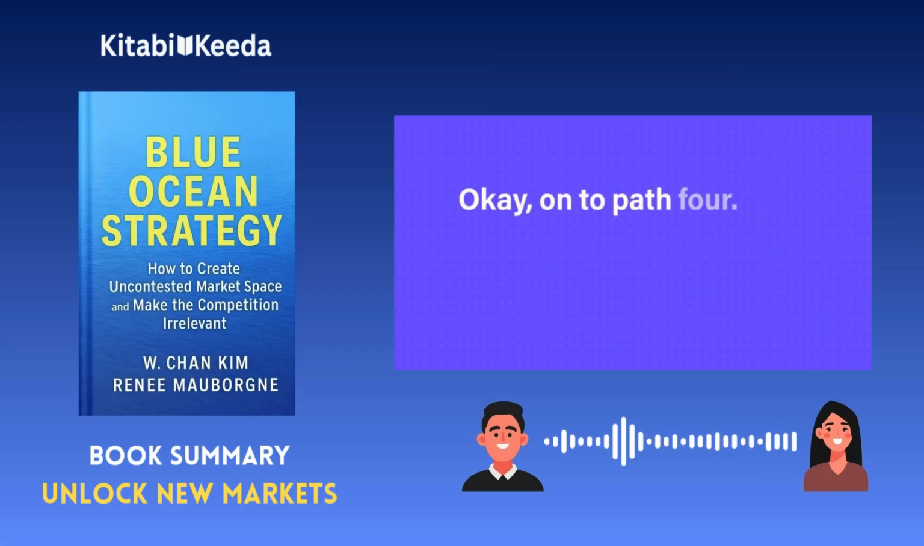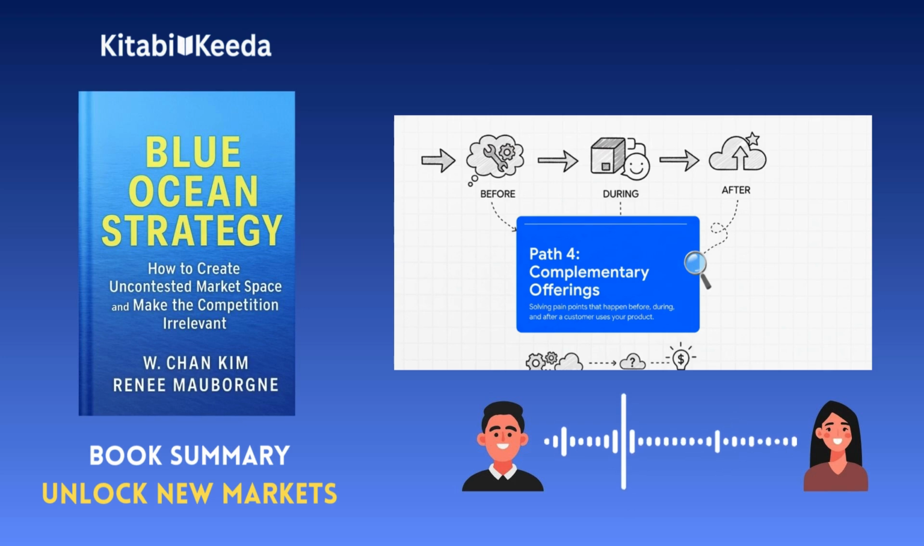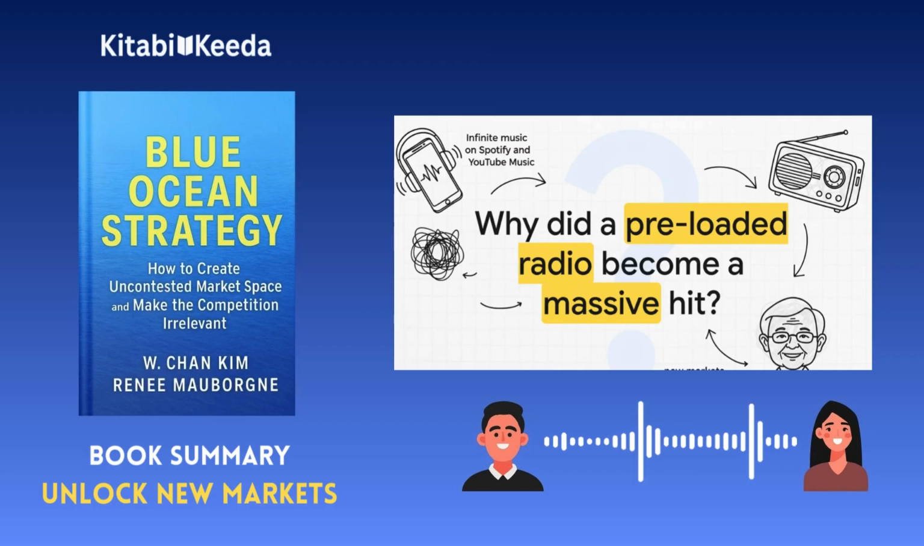Incredible. Okay, on to path 4. Look across complementary product and service offerings. This one is about looking at what happens before, during, and after your product is used. We rarely use a product in a vacuum, right? There's always a whole ecosystem of other things around it. And there are often hidden pain points in that ecosystem that your industry just completely ignores.